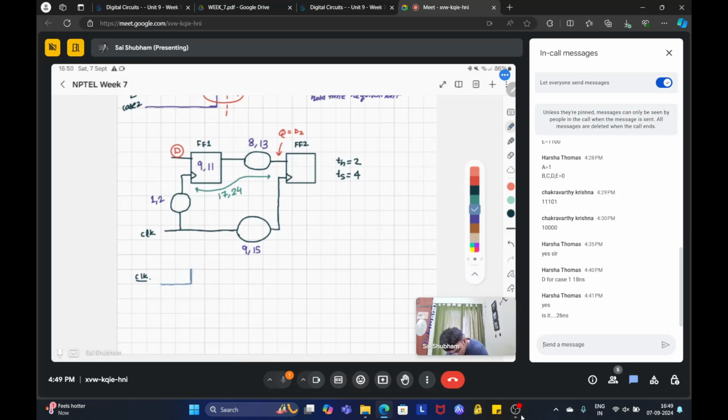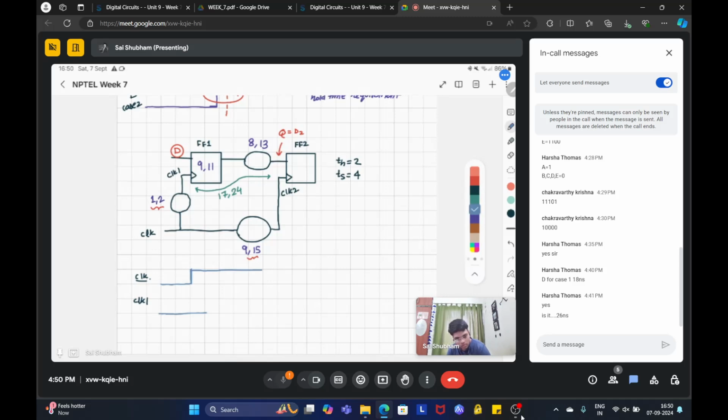Suppose there is a positive edge. So what about clock 1? It will have some delay. Why delay? Because this is your clock 1 and this is your clock 2. So clock 1 will have this much delay, clock 2 will have this much delay. Fine.